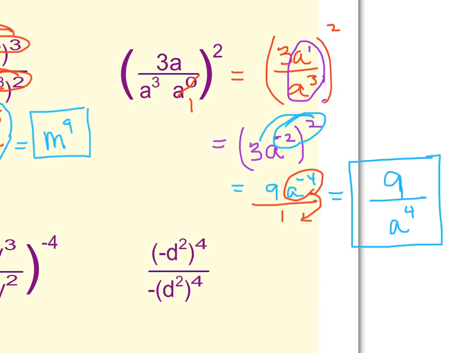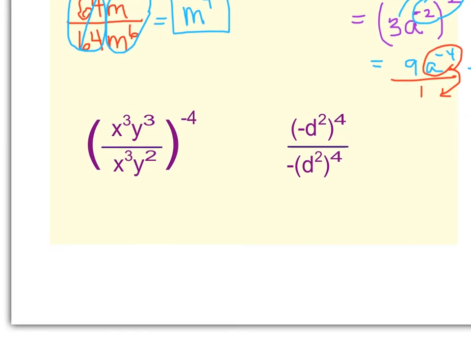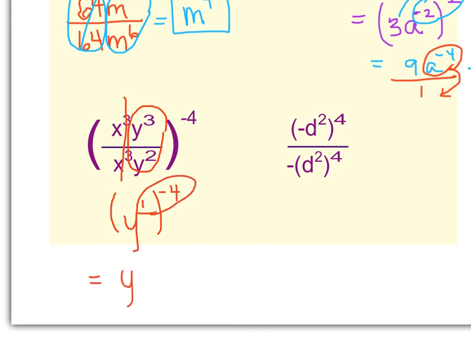Whew. All right, last two. This one, I would simplify everything inside your parentheses first. So x cubed over x cubed, go ahead and cross those off because anything divided by itself is 1. Now you got y cubed over y squared. So you keep your base of y, subtract your exponents. 3 minus 2 is 1. This whole thing is being raised to the negative 4 power. So again, you would multiply your exponents. You get y to the negative 4, which is equal to, bring it down to the bottom, 1 over y to the positive 4 power.